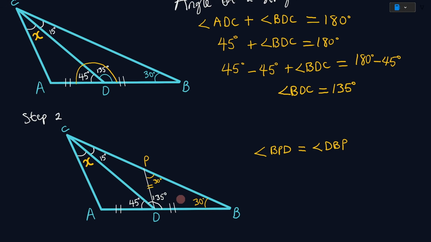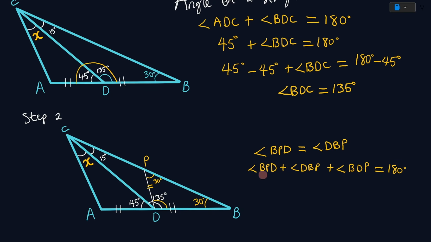If we now apply the sum of the interior angles of a triangle, we can find this very angle, which is angle BDP. Considering this triangle BDP, the sum of their interior angles should give us 180 degrees, because the sum of interior angles of a triangle is equal to 180 degrees. So angle BPD plus angle DBP plus angle BDP should all be equal to 180 degrees.